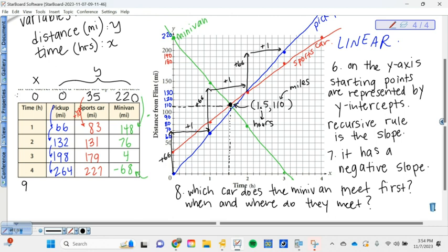Number 9, which is number 9, ask us. Ooh, how can you tell that the pickup truck is going faster than the sports car by looking at the graph?